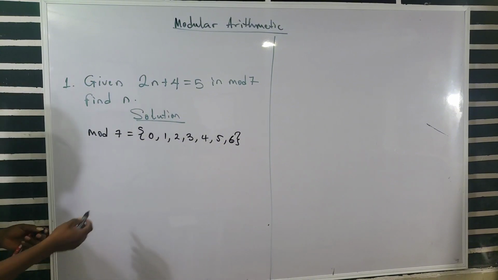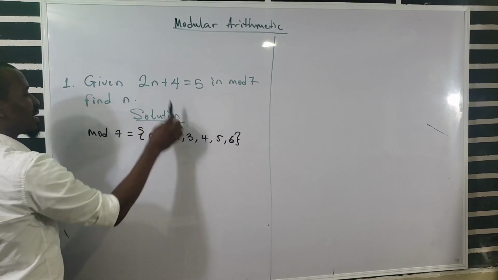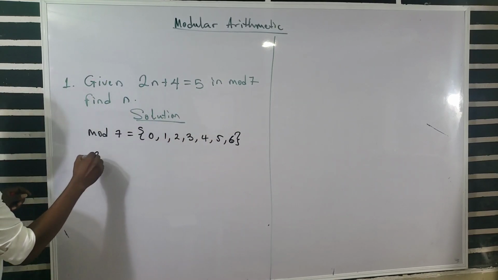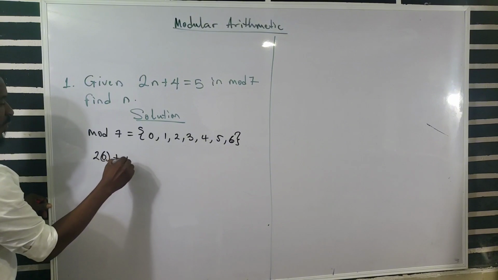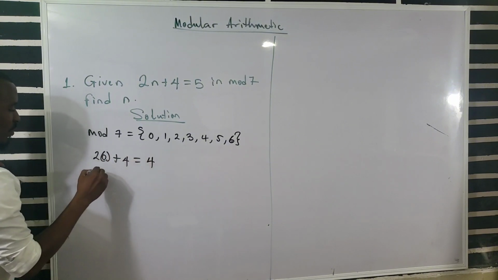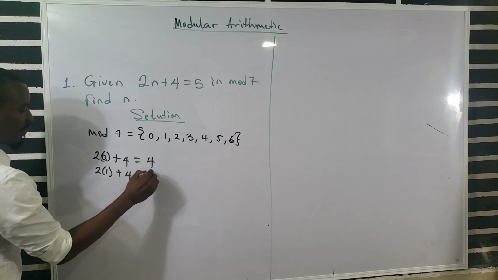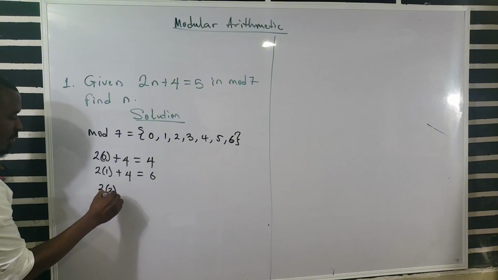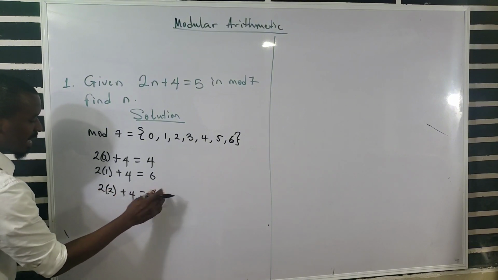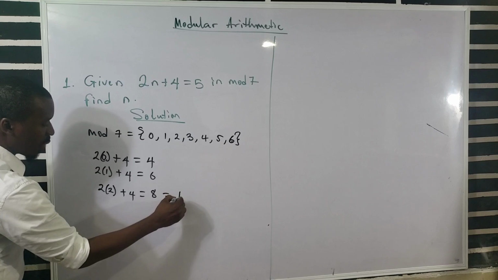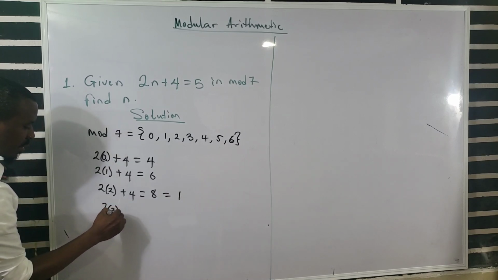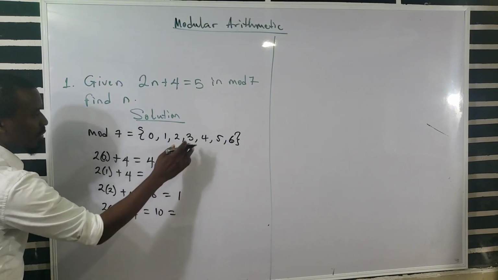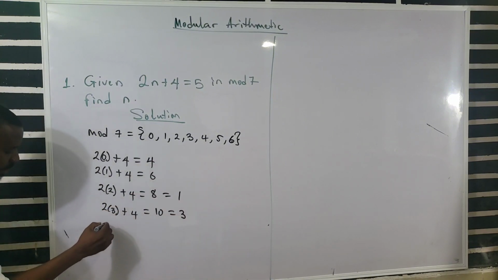Okay, so the next thing now is that I will pick all these values and replace them as m to find out which one will give us 5 in modulo 7. So we do that. 2 times 0 plus 4 will give us 4. 2 times 1 plus 4 will give us 6. Remember, in modulo 7. 2 times 2 plus 4 will give us 8, and 8 in modulo 7 will give us 1. 2 times 3 is 6, plus 4 gives us 10. 10 in modulo 7 will give us 3.